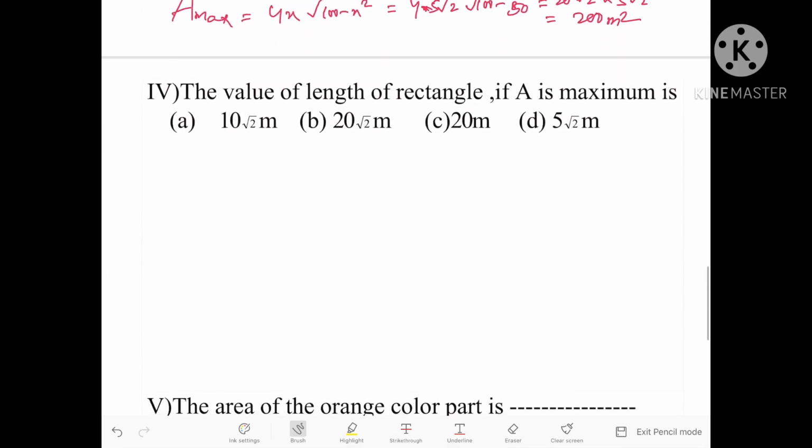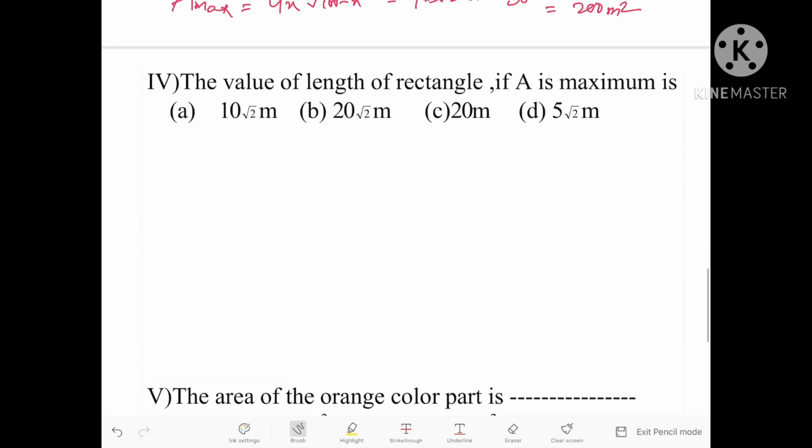Now comes to the fourth question. The value of length of rectangle if A is maximum. So as you know, length is 2x, and if area is maximum, then x is 5 root 2. So 2 into 5 root 2, which is 10 root 2 meter, means A will be the correct option.